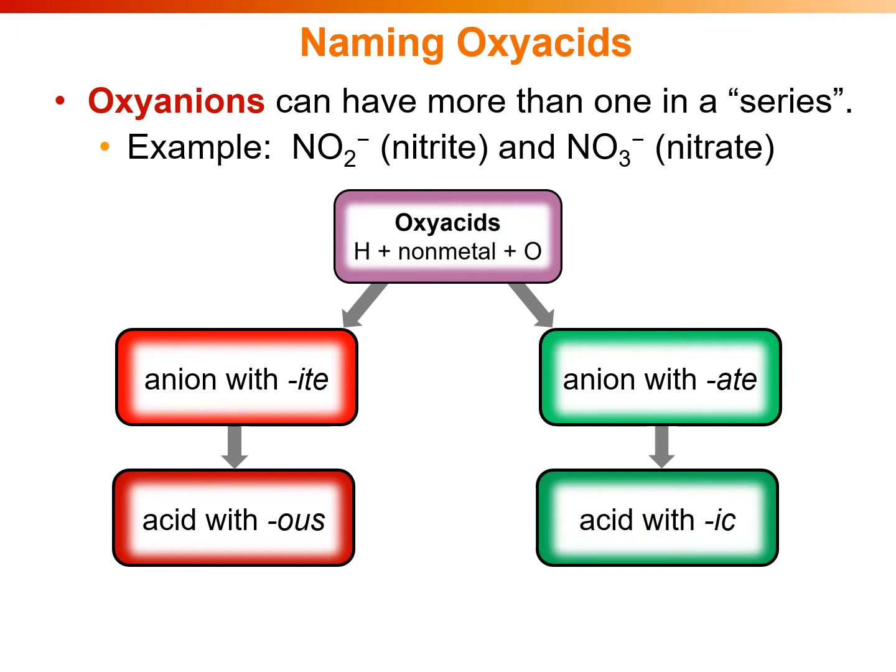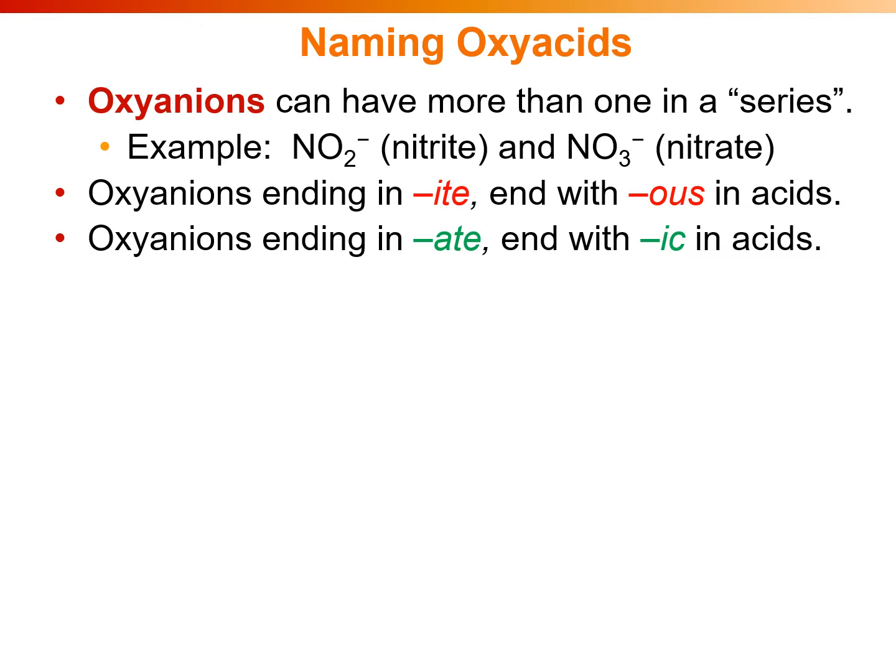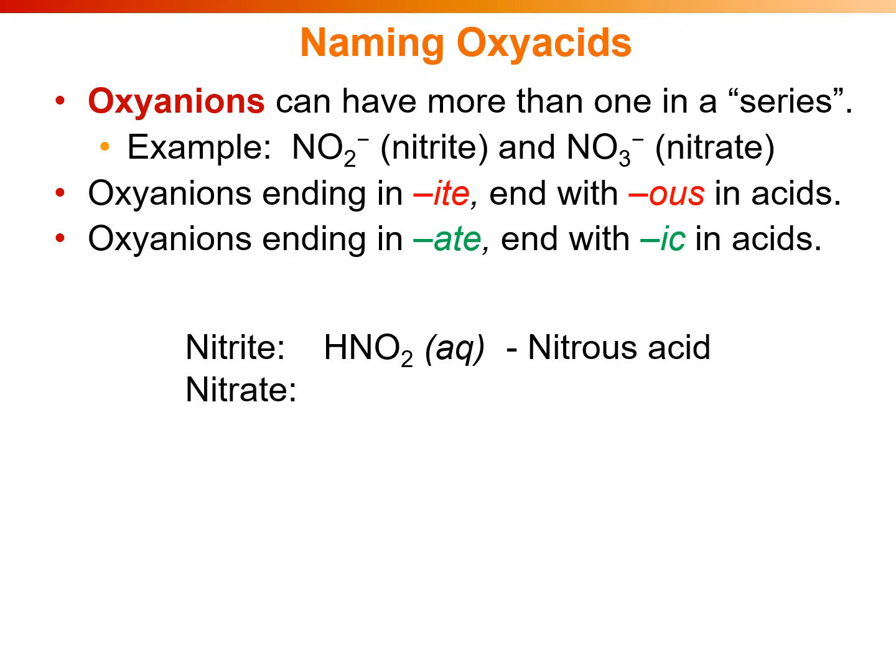So let's name our nitrate and nitrite acids. If we make an acid from nitrite, its formula will be HNO2 and its name will be nitrous acid. If we make an acid from nitrate, its formula will be HNO3 and its name will be nitric acid. And there you have it, the rules for naming oxyacids.